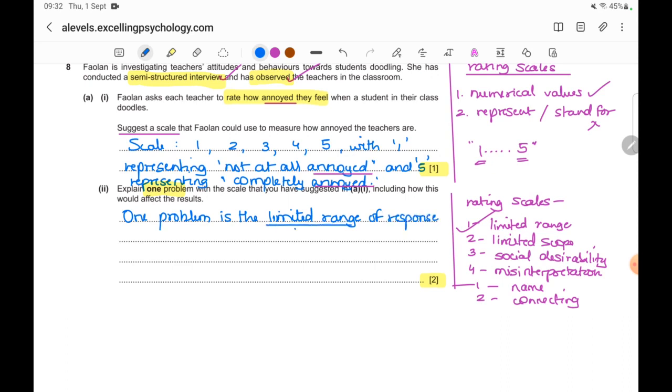Okay, so limited range of response provided. Next, we have to suggest how this would affect the results. Again, keep the wording of the question in mind while answering.